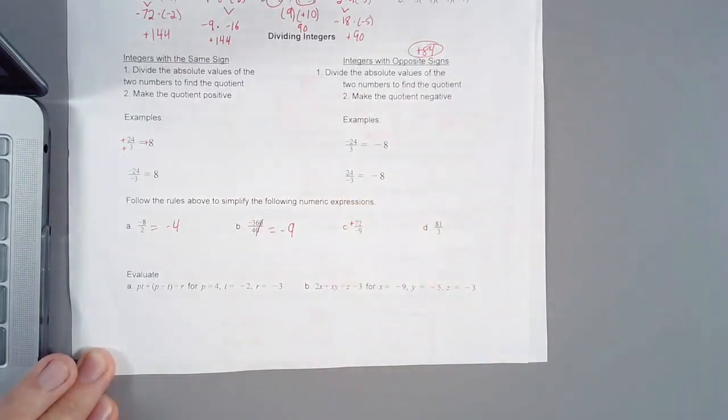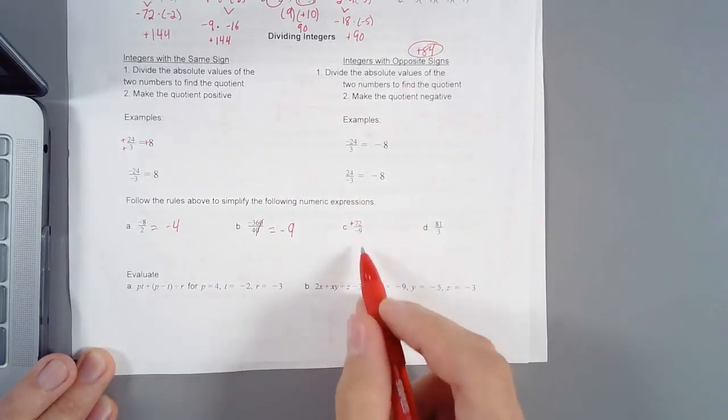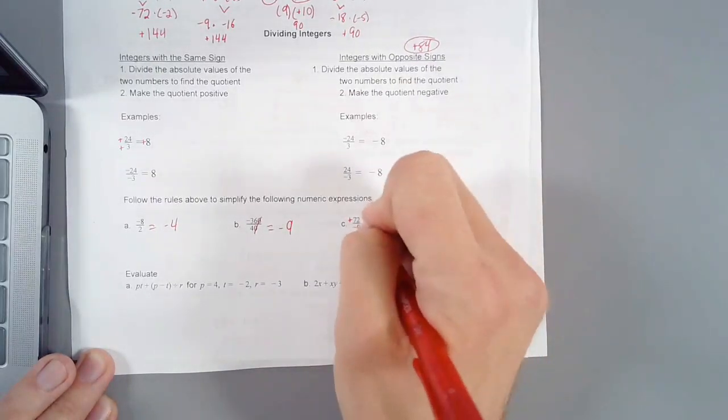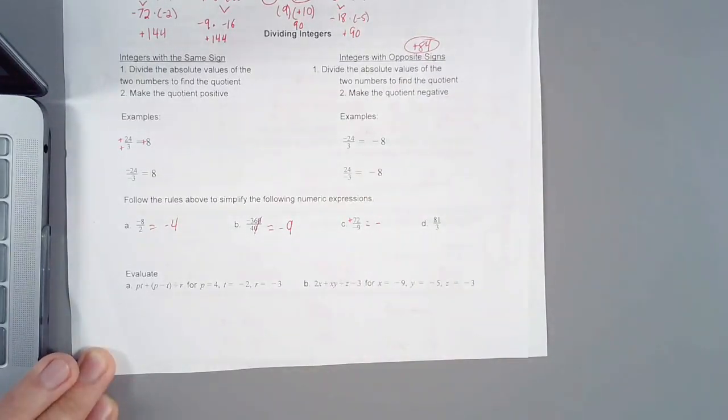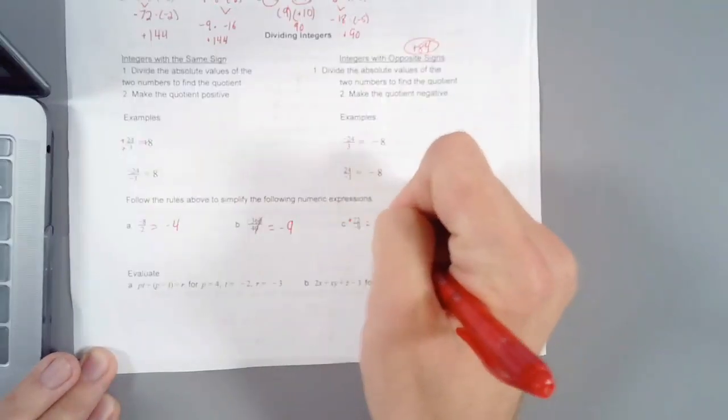72, that's a positive 72. And I have a negative 9. That's a mixed sign. So this time I'm going to do the signs first. I'm going to end up with a negative answer. 72 divided by 9 is 8. So I'm going to get negative 8.